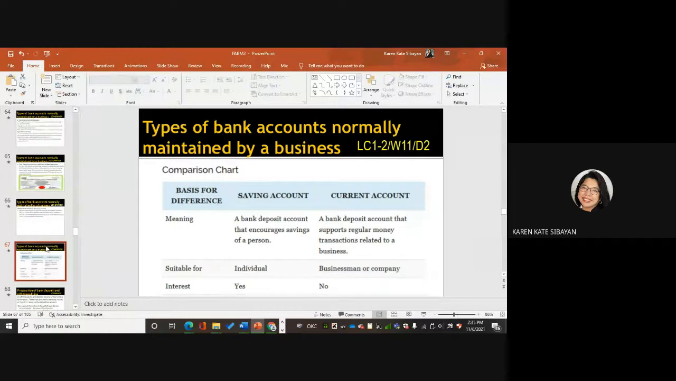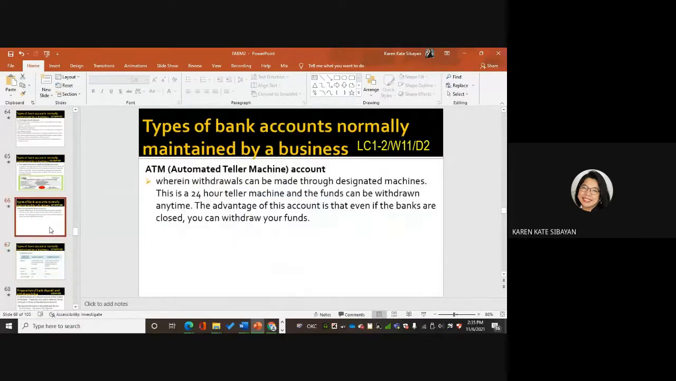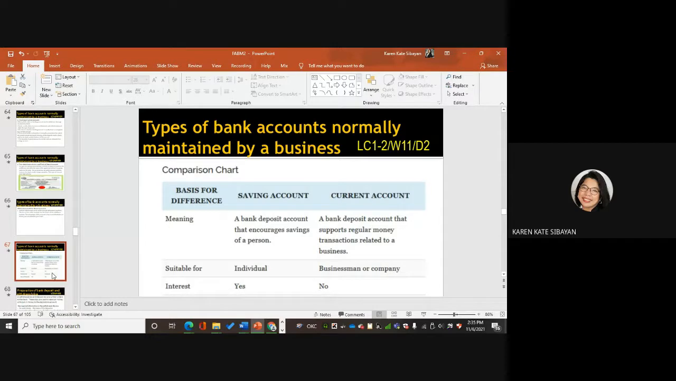Actually, ngayon meron na tayong tinatawag na online banking. So even without the ATM, you can do your transactions online, as long as you enrolled your account online. So I also do mobile banking. Di ba may mga apps na tayo ngayon. So I do my transactions using only my mobile phone.